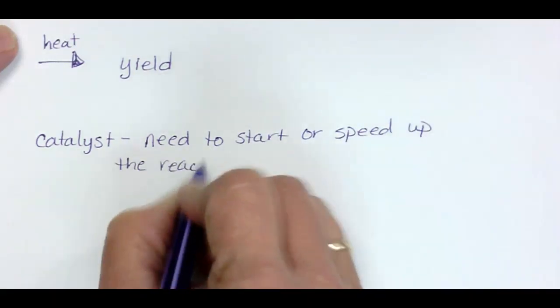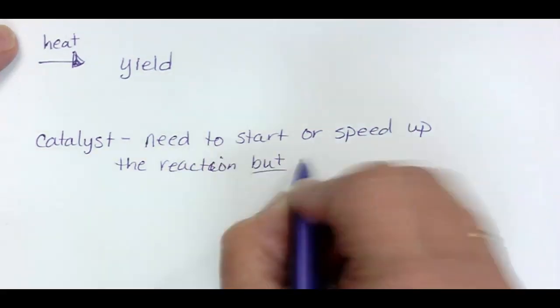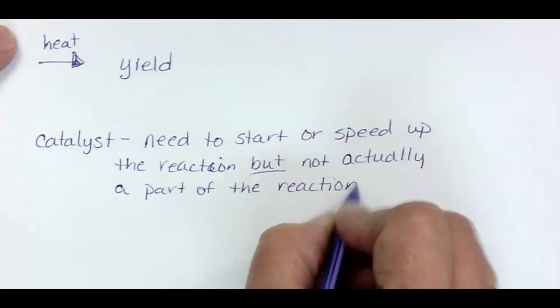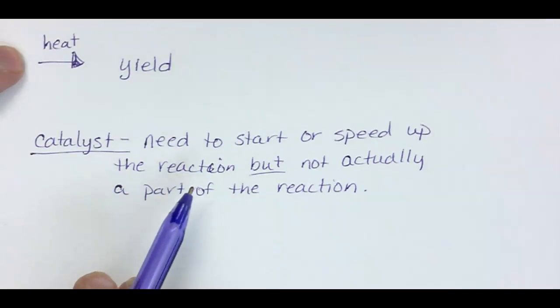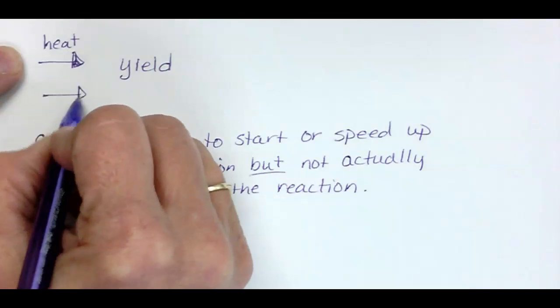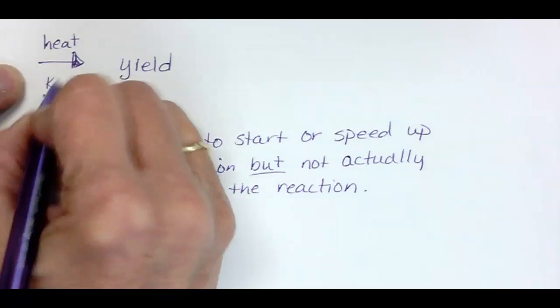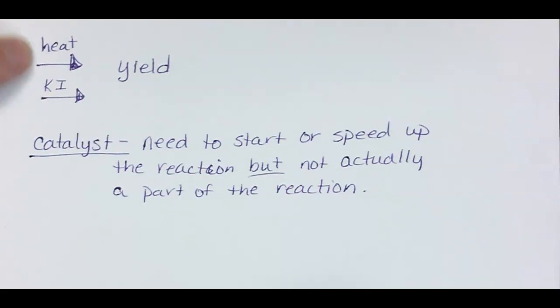Okay, but it's not actually a part of the reaction. So that is what a catalyst is, and we put that up above. So sometimes you'll see heat. Sometimes you might see a chemical compound, one that sometimes we use would be like potassium iodide. Okay, we have to just add that to get it started. So whatever you see up above here, that's your catalyst. A lot of times it's heat. Sometimes it's an actual compound that you have to add to it.